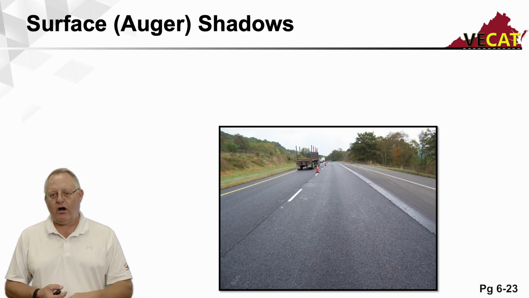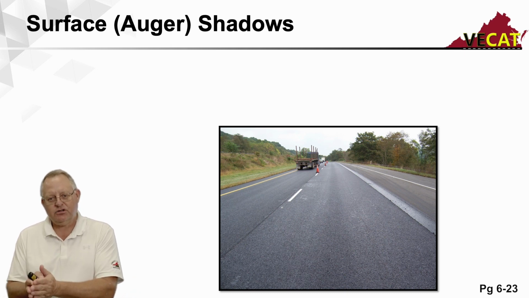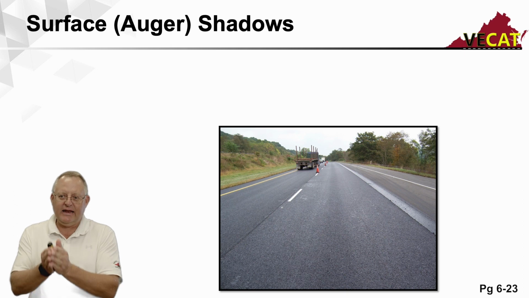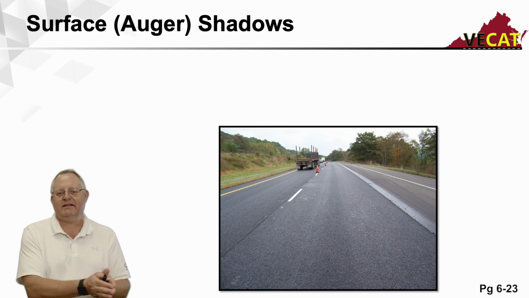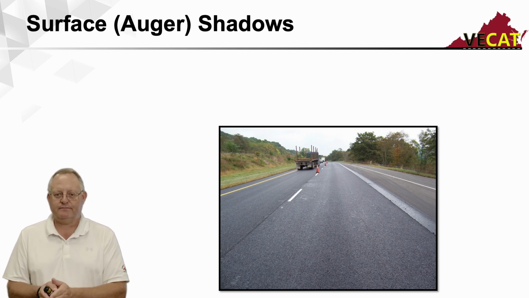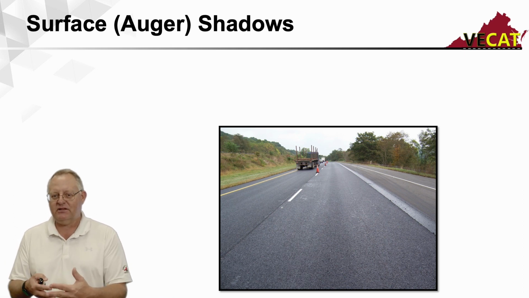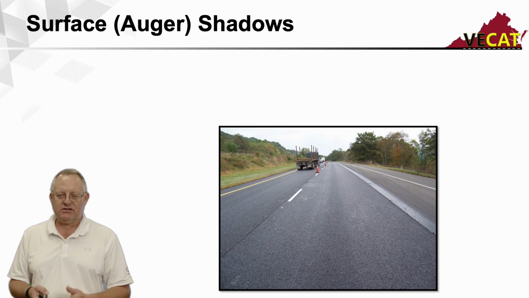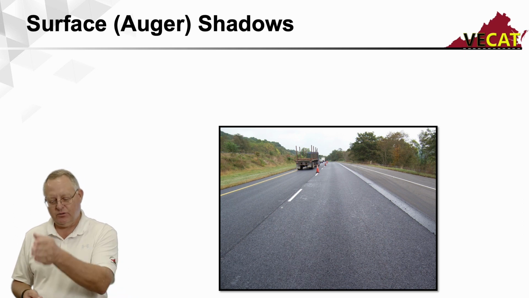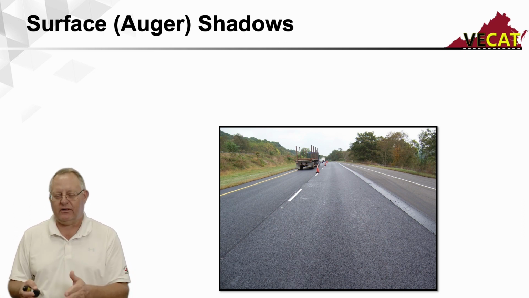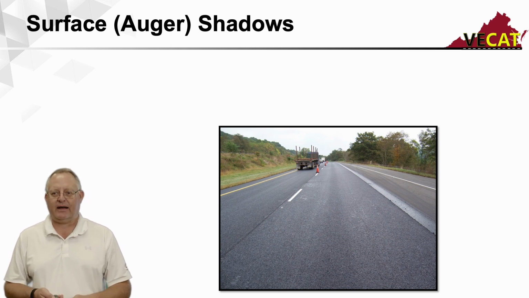So let's move over now to auger shadows. What are those? If you see in this image, notice the center of the lane, how much different, darker it is than to the left or to the right. That's right where the gearbox is on that paver, which basically means we're not kicking enough material back to the center to get good compaction. And when you do density testing, you'll see right there at that dark shadow in the middle of the lane, we have lower density because we didn't have enough material there to compact.